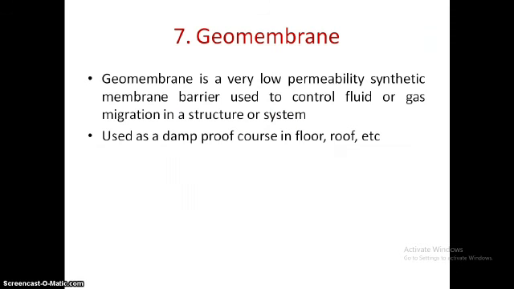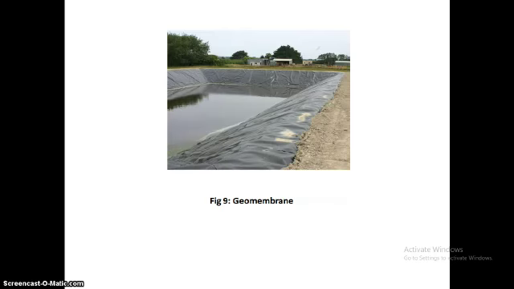Next is geomembrane. Geomembrane is a very low permeability synthetic membrane barrier used to control fluid or gas migration in a structure or system. It is used as damp-proof cores in floor, roof, etc. Figure shows a typical geomembrane.